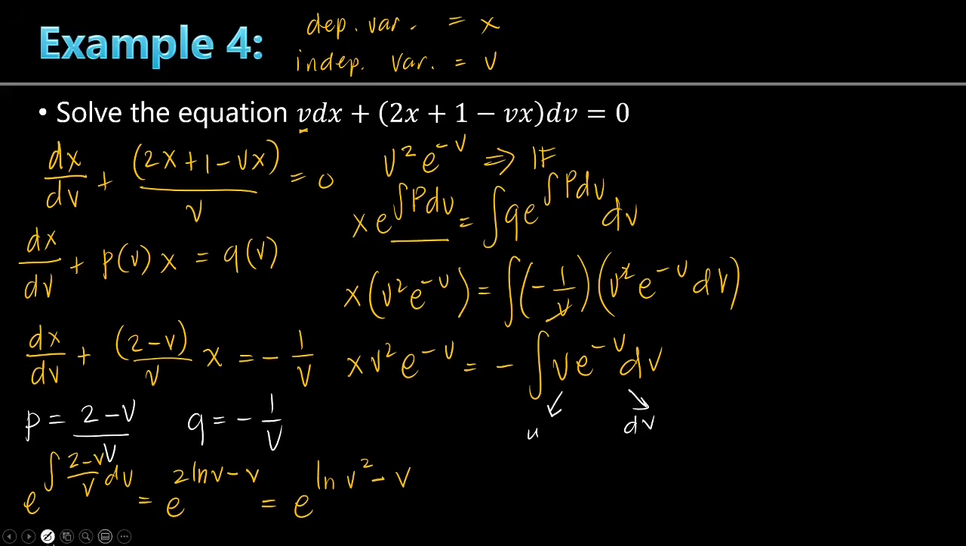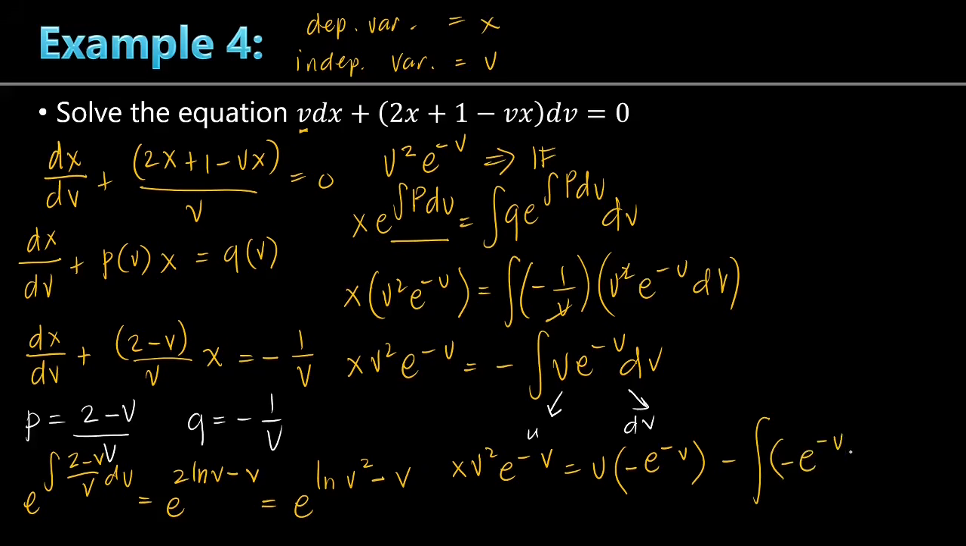Diba? Ano nga ang integral ng u dv? That's uv. Wait, sulat ko lang to ha. X v squared e to the negative v equals. Ano ang integral niyan? uv. So, u is v. Tapos v, which is the integral of this expression. Ano bang integral niyan? Eh di negative e to the negative v. Ayan, minus the integral of v du. Ito yung v ko, kokopyahin ko lang din. Negative e to the negative v. And then du, which is dv.